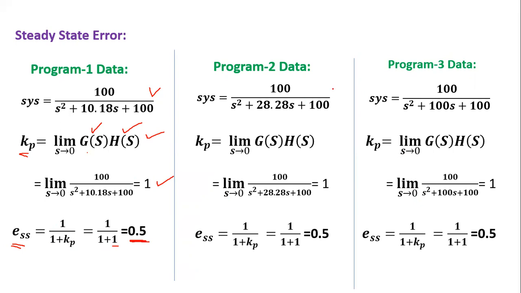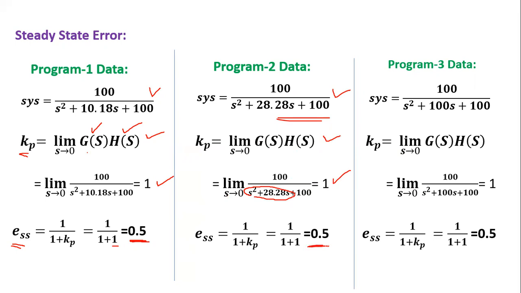The same way, coming to the second case, the open loop transfer function G of s is 100 by s square plus 28.28 s plus 100. From this, we are applying a step input, so we need to find the positional error constant. The positional error constant Kp is limit s tends to 0, G of s into H of s. H of s is 1, unity feedback, and if we substitute G of s and apply the limits s tends to 0, then these two denominator terms will be 0, and 100 by 100 we are getting 1. So again, the steady state error will be 0.5.